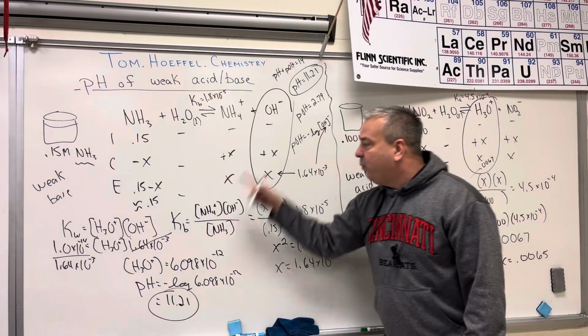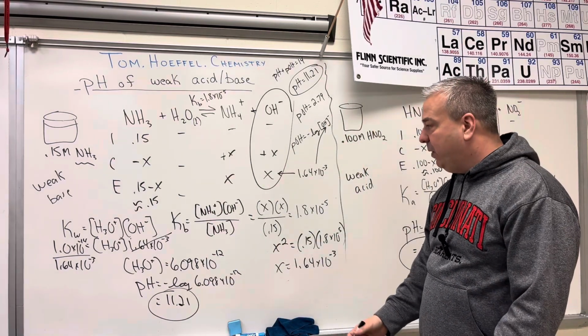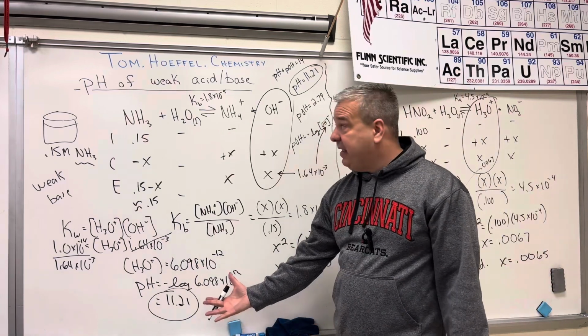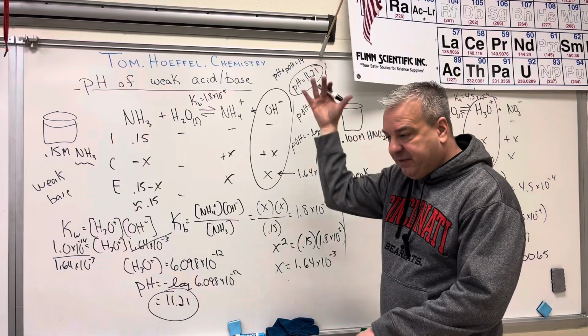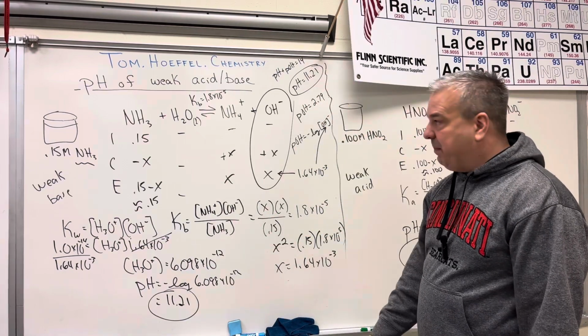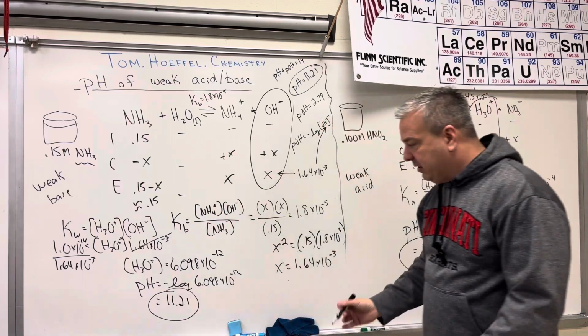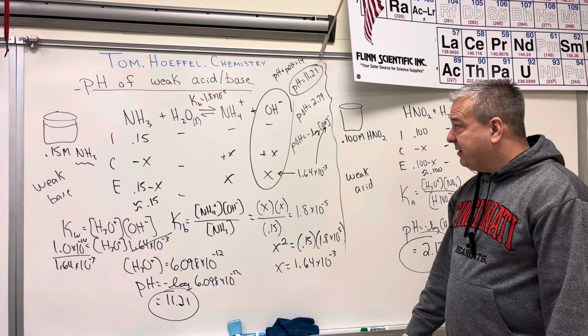So it didn't matter which way I did it, I'm going to get a pH of 11.21, which sounds like the pH for a weak base. That sounds appropriate. It's above 7. It's not at 14 or 13 like a strong base would be. So 11.21 sounds perfectly acceptable for a weak base, okay?